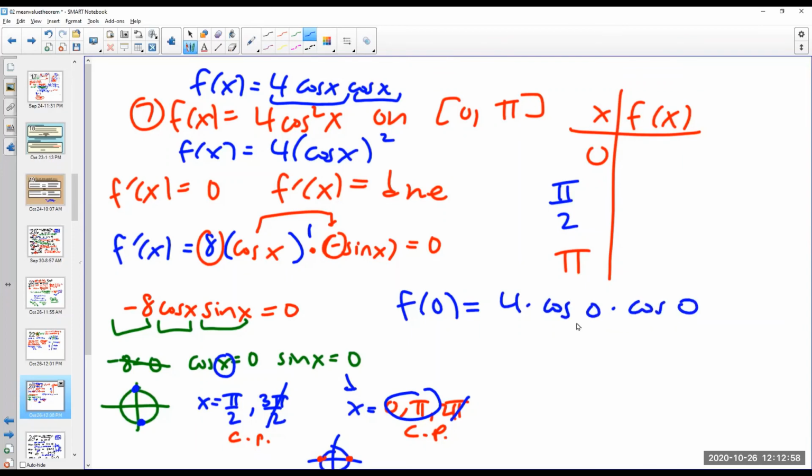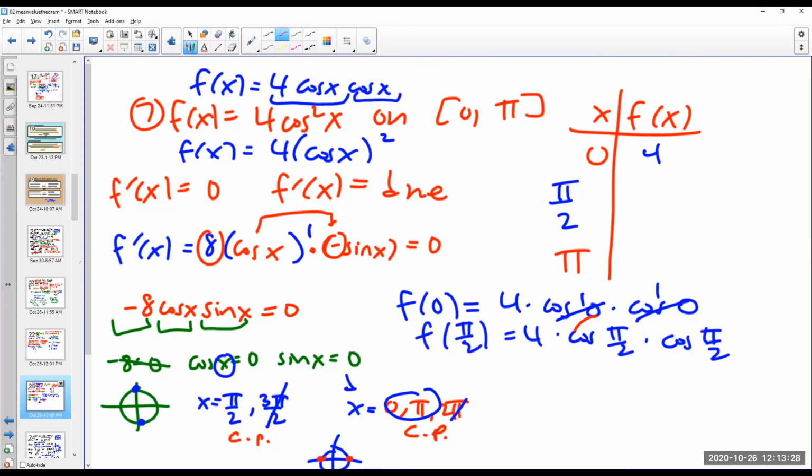Okay? Did I do my f of x right? Yes. Okay, what's the cosine of 0? At 0 degrees, what is my cosine value here? 1. So this will be 1, this will be 1, so I get 4 times 1 times 1. Okay, let's do f of pi over 2. 4 times cosine of pi over 2 times cosine of pi over 2. What's the cosine of pi over 2? Think about your unit circle. 0. So that's 4 times 0, which is 0.